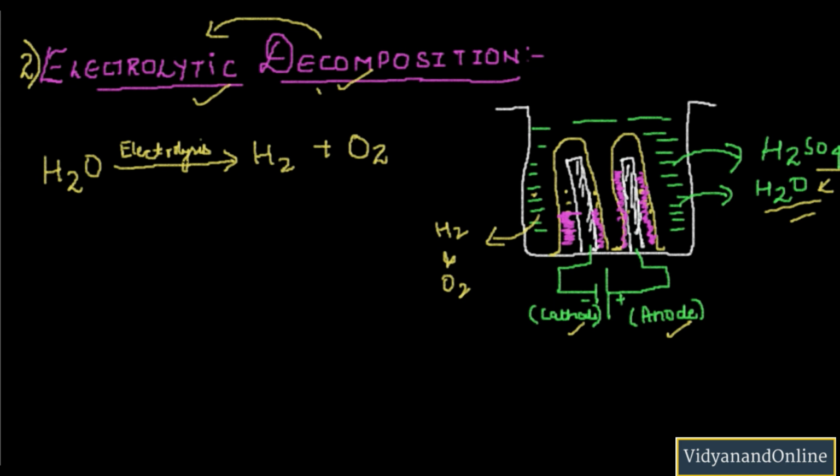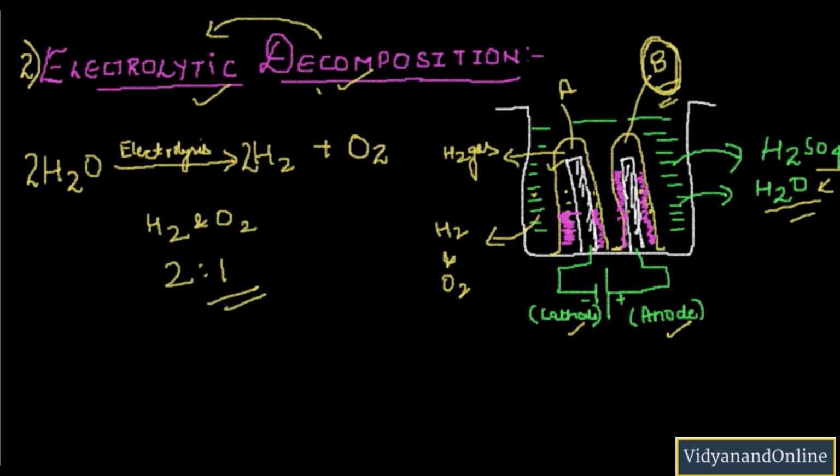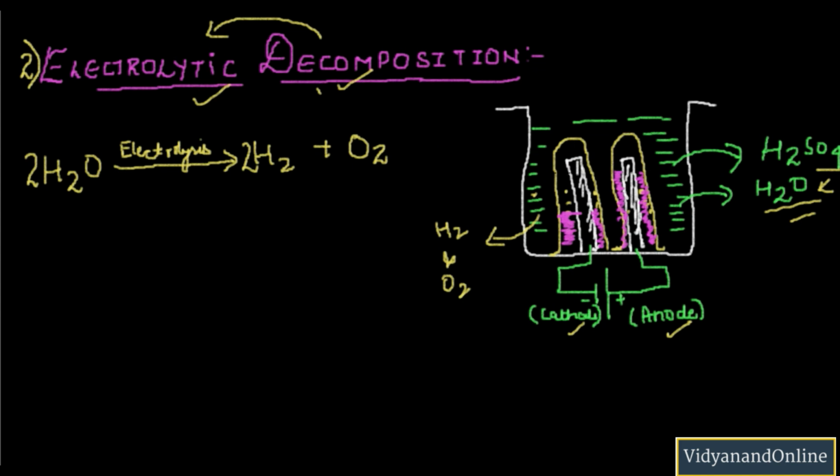Let me balance this. If we put 2 here in order to balance this, I will have to put 2 here. These empty spaces here represent the amount of gases collected. Now we will see that the volume of gases collected in the two test tubes, suppose this is test tube A and this is B, is not the same. The volume of gas collected at the negative terminal, which is test tube A, is double the volume of gas collected in test tube B.